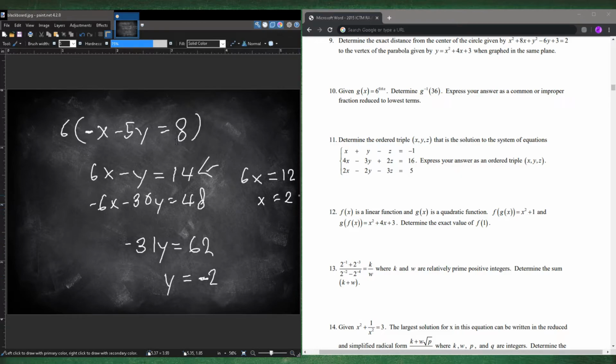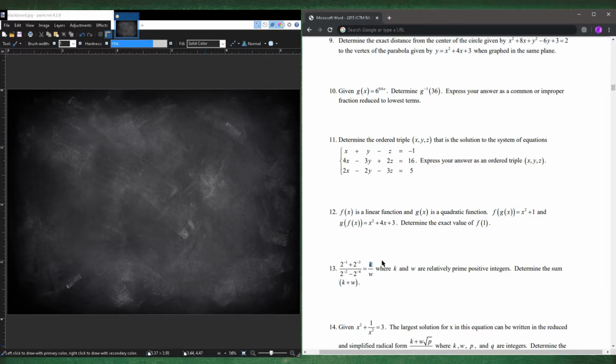So that means if we plug into the first equation on number 11, as you look back at the question, 2 plus negative 2, that's 0. So that means z has to equal 1, right? So our answer is 2, negative 2, negative 1. Okay, and that's our answer.